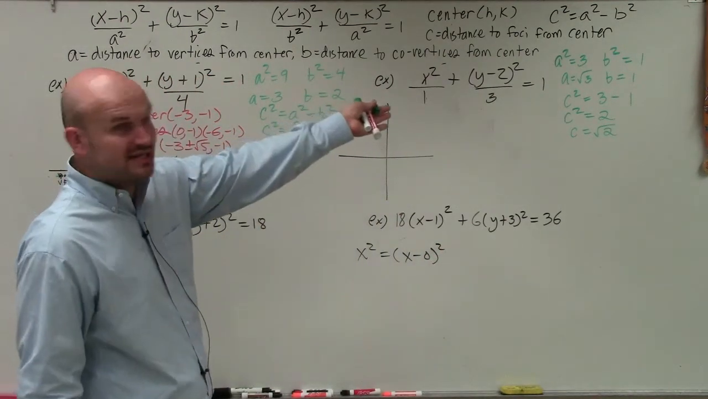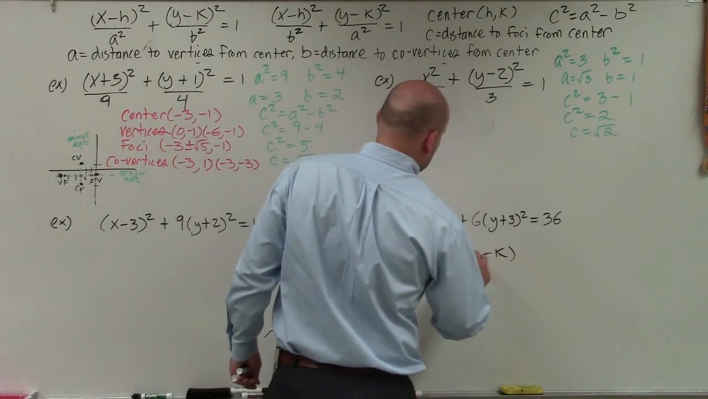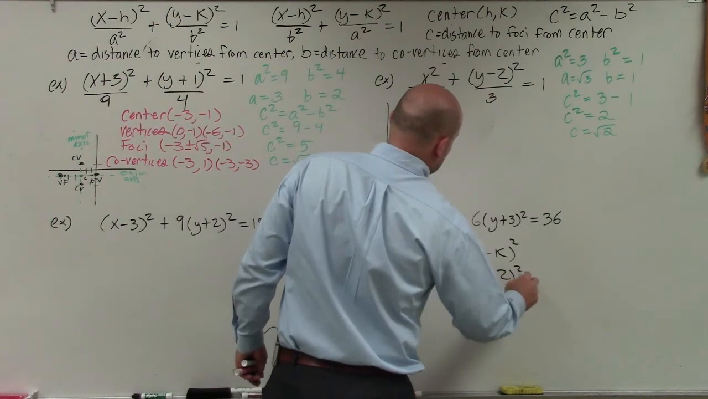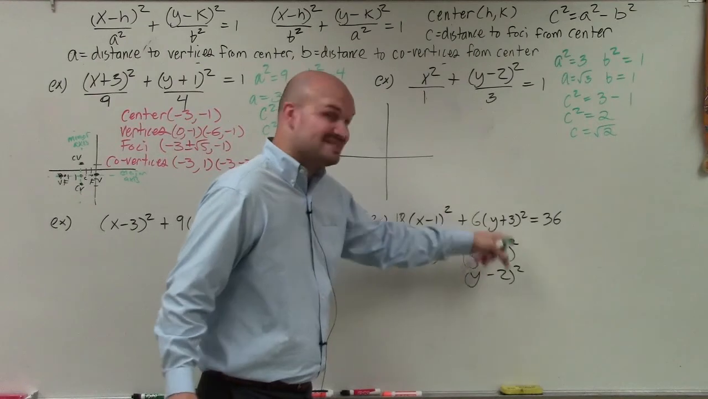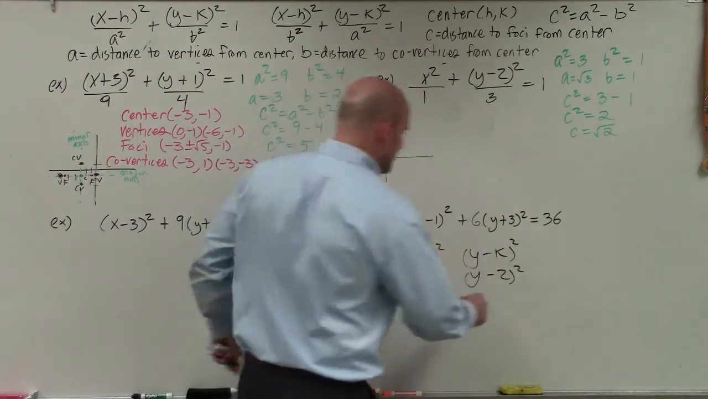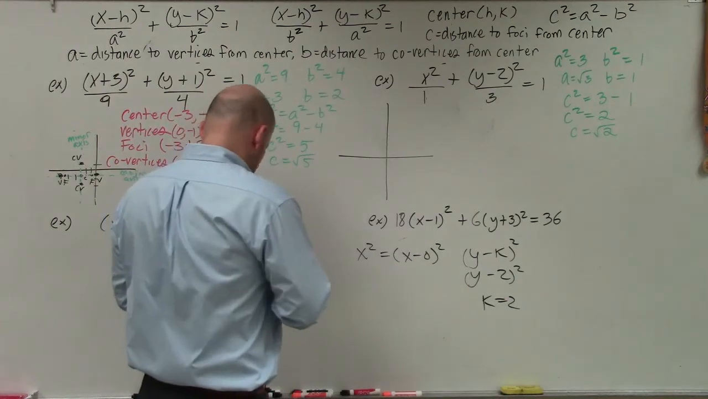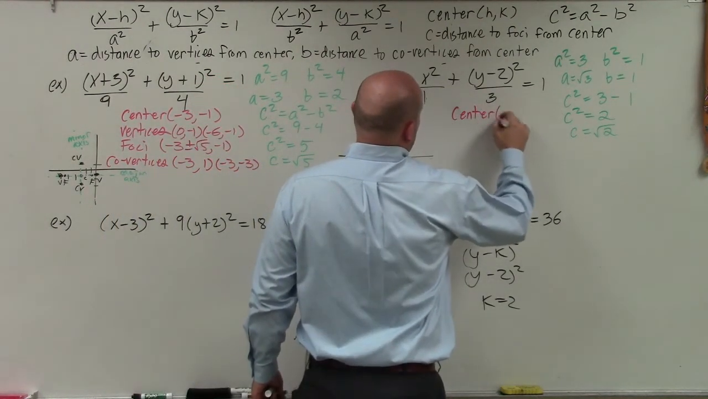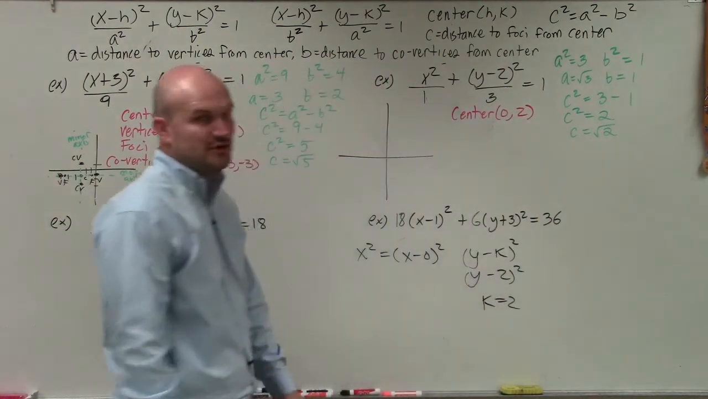And k, you can see in this case, is the same thing as y minus k, squared. Well, this is y minus 2 squared. So it's y minus k, y minus 2. Therefore, k is equal to 2. So my center, which I'll write in red, h is 0, and k is positive 2.